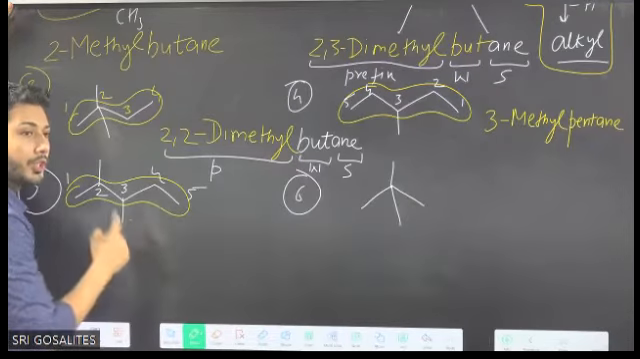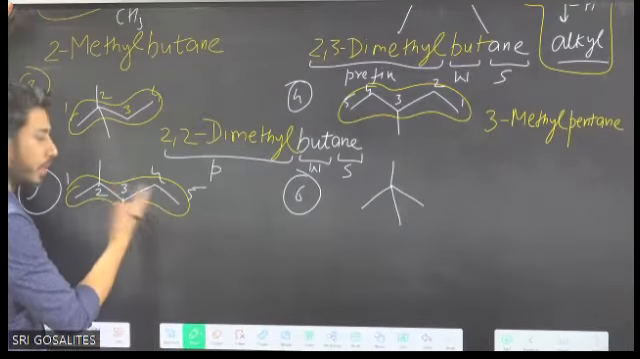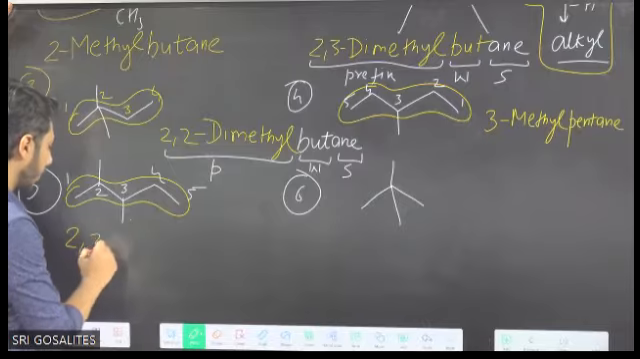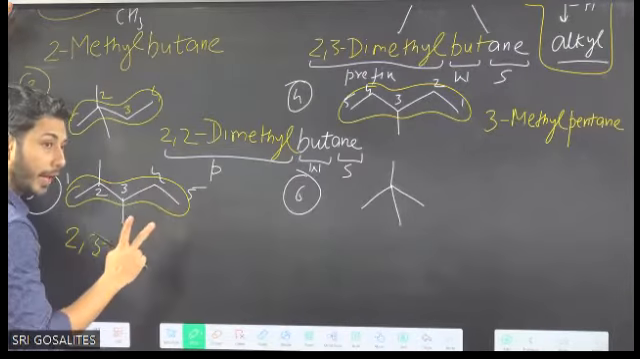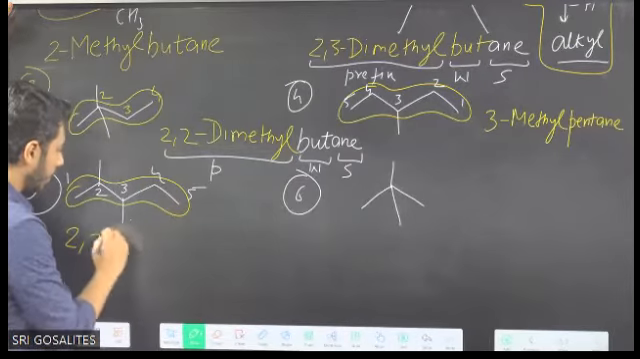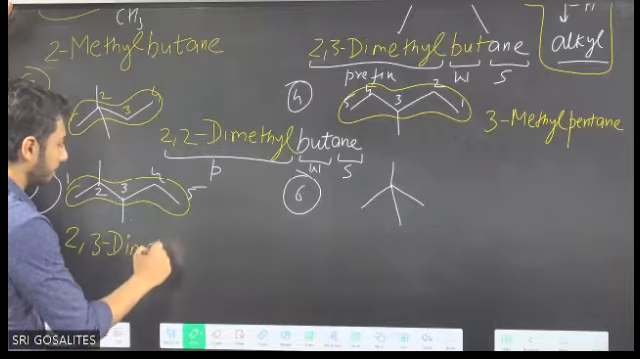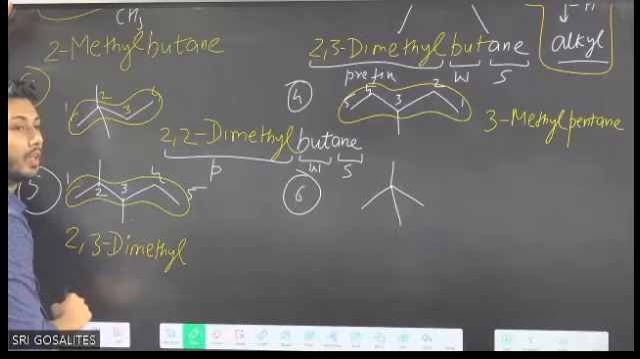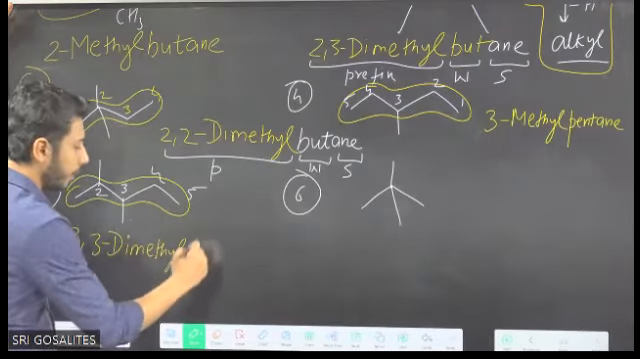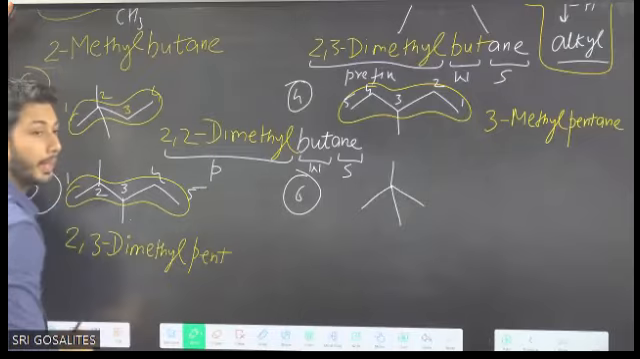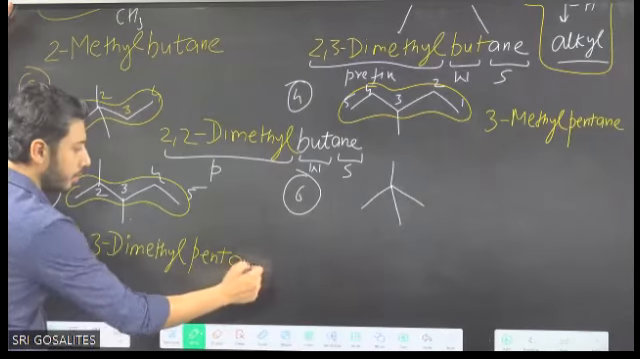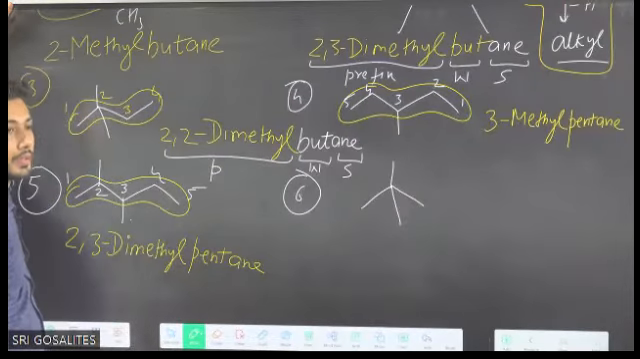Second and third position, a methyl group is there. Yes. So it is 2, 3. Then how many times? 2 times. So we have to use di. Dimethyl. Then root word. The parent chain contains 5 carbons. Pent. Then primary suffix, ane, saturated.